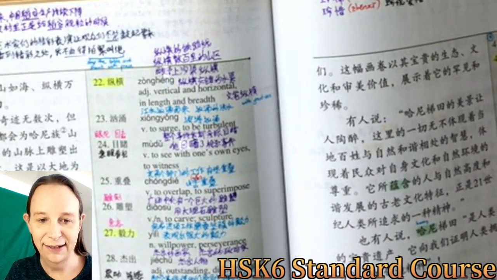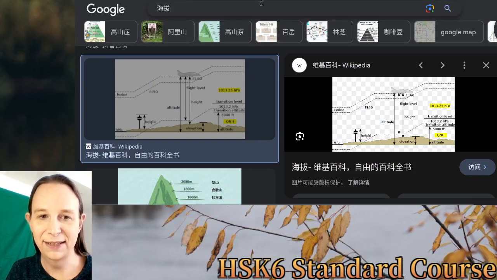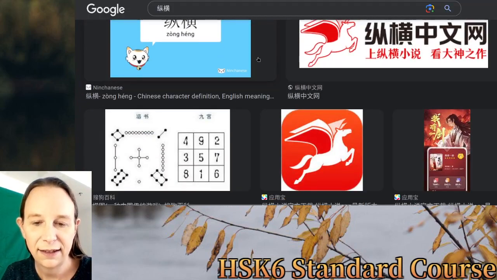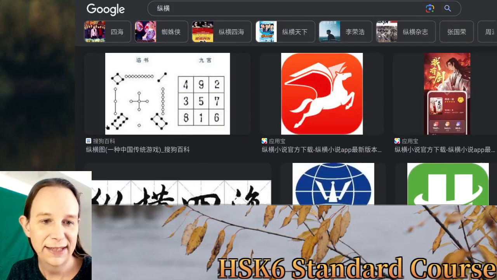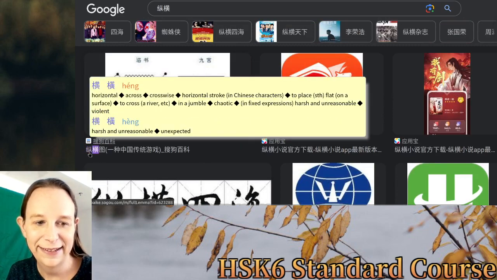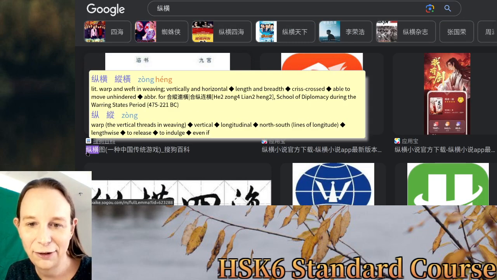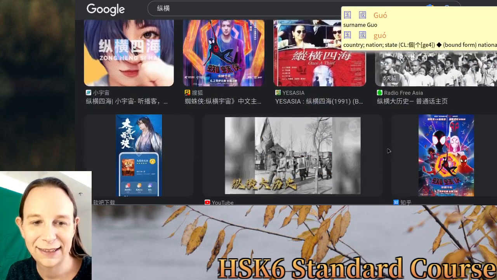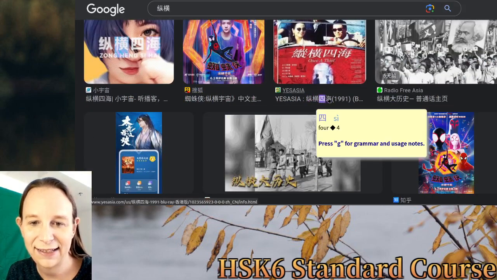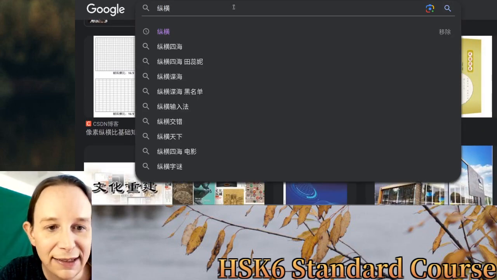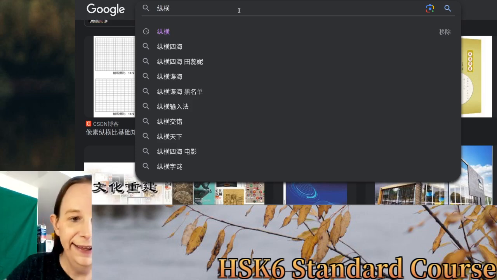All right. Let's look at 纵横. They'll give us some interesting images. 纵横. Oh, what's that? 纵横. Is it a magic square? Is it? 纵横, crisscross. I don't know. 纵横图. Give me something that's 纵横. This is 纵横四海. Okay, let's put in, what do we got? 四海, 野海.